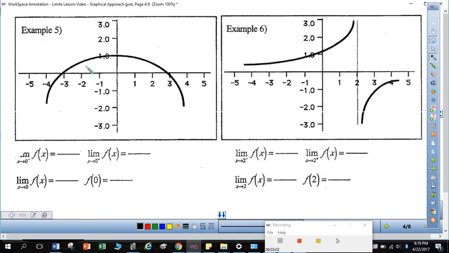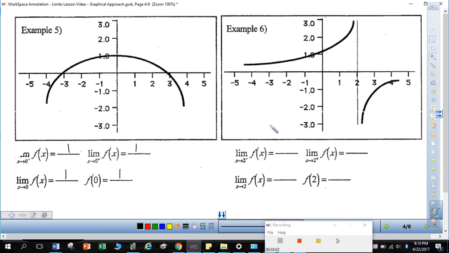All right, in example 5, now x is going to approach 0, which is right on top of the y-axis. X is going to approach 0 from the left side. The limit is 1. As x approaches 0 from the right side, the limit is also 1. So overall, as x approaches 0, the limit is 1. F of 0 is also equal to 1. If it just looks like a smooth continuous curved line, we can assume that is a closed circle right there. We don't see an open circle, so we can assume that the function value there is a point that exists right there.